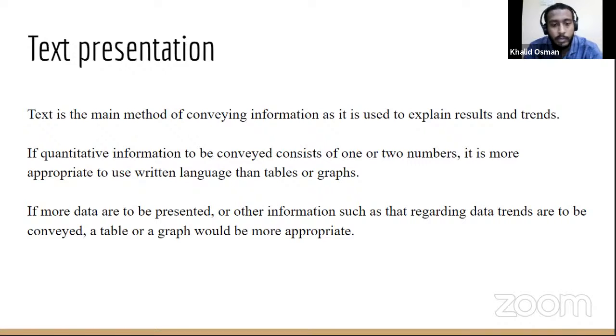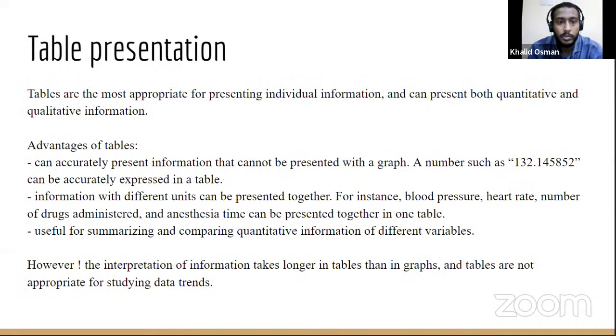If more data are to be presented or other information such as that regarding data trends are to be conveyed, a table or a graph would be more appropriate, of course. Table presentations are the most appropriate for presenting individual information and can present both quantitative and qualitative information. Some of the advantages of tables are that they can accurately present information that cannot be presented with a graph.